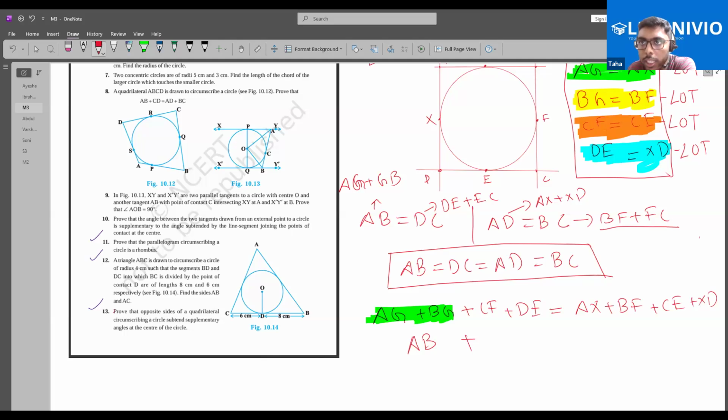CF plus DE. What is DE? Sir, if you arrange it in the correct order, it will come. Yeah, we can swap the things also, right? To rearrange it. Instead of CF, if it is CE, what is DE plus, what is CF equal to here? CF is equal to CE, right? CF is equal to CE from this.